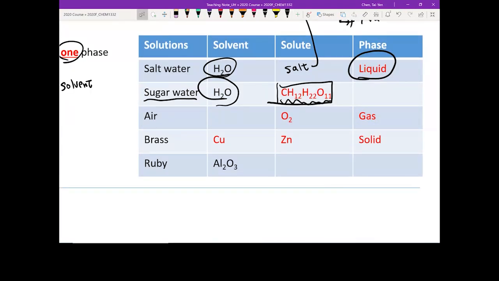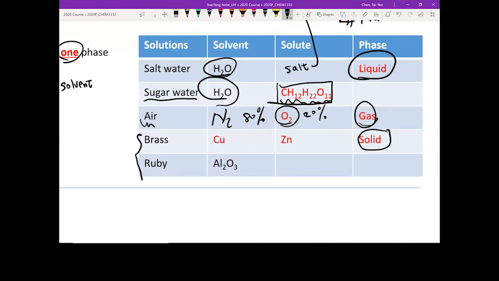But solutions don't necessarily have to be in the liquid phase. They can also be in the gas phase or the solid phase. Air is one of the most commonly seen solutions, in the gas phase. If you consider O2, inside our air we have around 20% O2. So O2 is our solute. And inside our air, 80% is nitrogen.